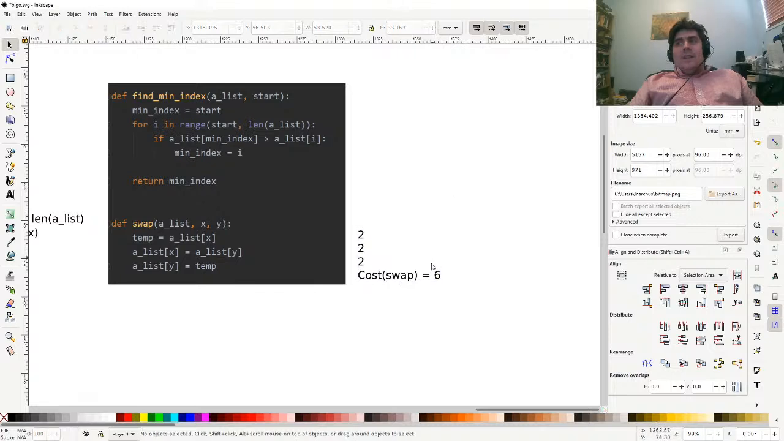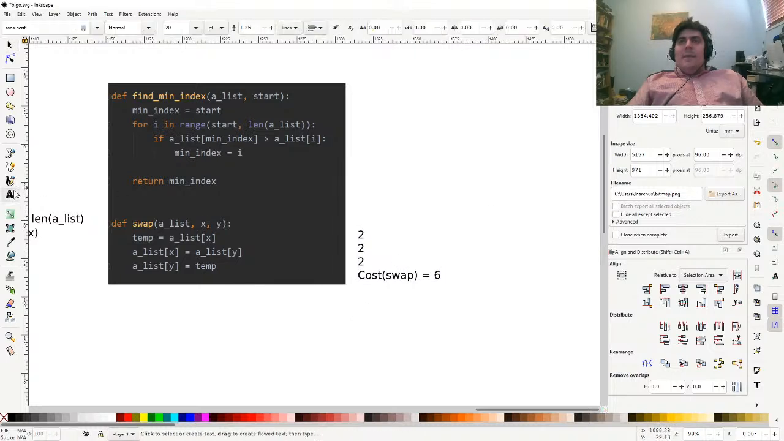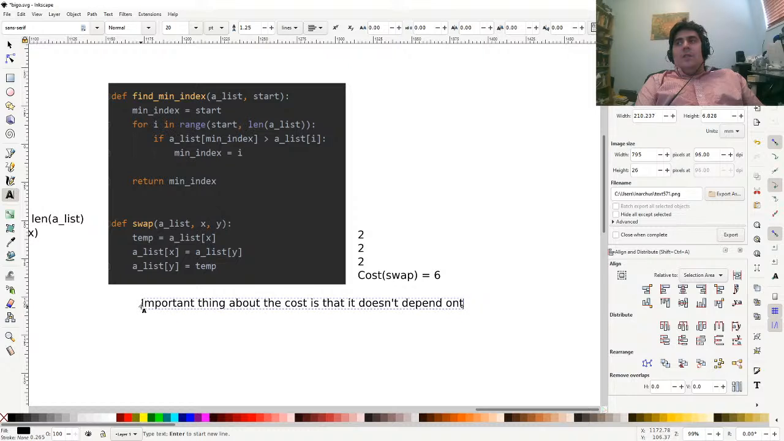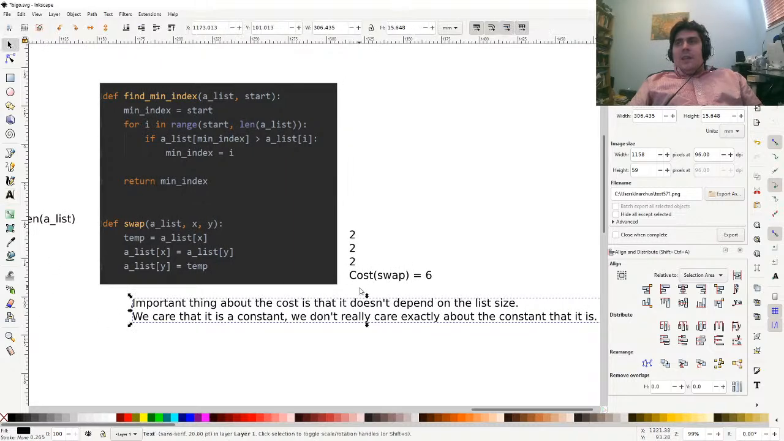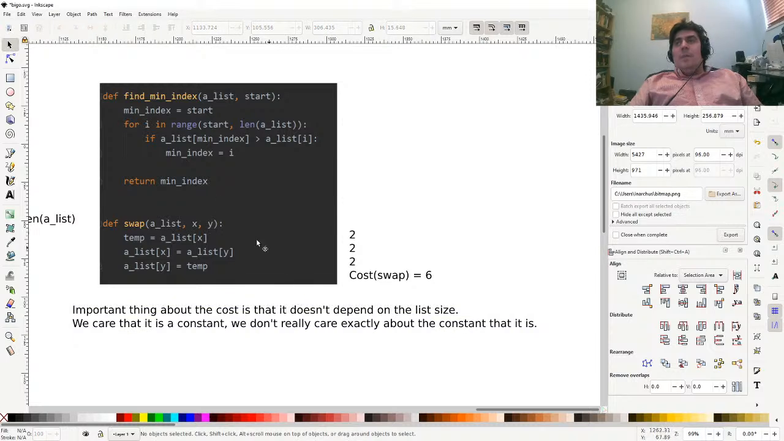And now what if you had said that the cost of swap was equal to 8? Would that be okay? Yeah, it's fine. Like, the point is that we know, what do we see by doing this? We see that the cost is 6. And what does that mean? The important thing about that cost is that it doesn't depend on the list size, right? That's the important thing. We care that it's a constant. We don't really care exactly what constant it is.